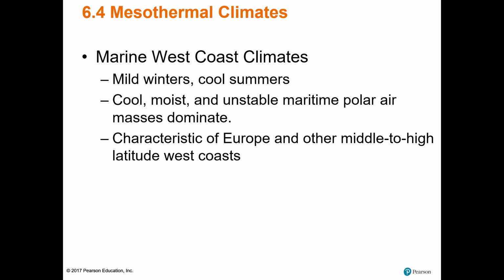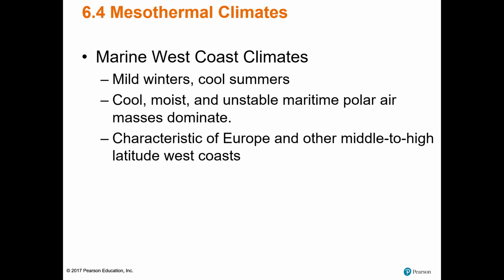Another type of mesothermal climate is the marine west coast climate, where there's mild winters and cool summers. They're characterized by cool, moist, and unstable maritime polar air, and that's what controls the climate. It's coming from the polar regions, and it travels southward, and so that's why things are pretty cool during the summer. And this is very characteristic of Europe and other middle to high latitude west coasts.